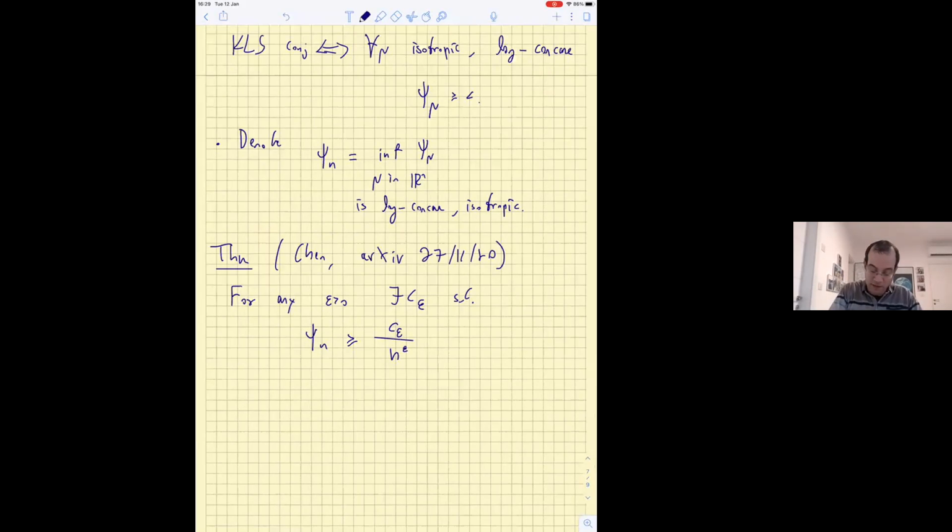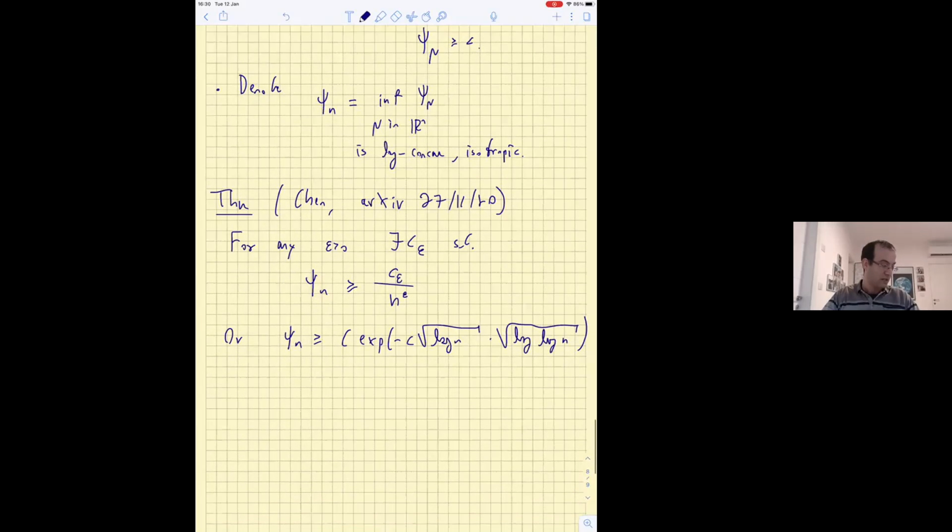And if you optimize over epsilon, what you get is that psi n is larger than a constant over root of log n times log n. Everything is a universal constant, don't worry, nothing depends on it. Okay, so this is the result of Yuansi Chen.